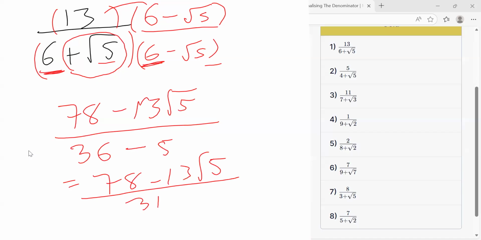31 is a prime number. Does 31 go into 78? It doesn't. 31, 62, 93. So it doesn't, so we can stop there. All right, okay, so I hope that's okay.